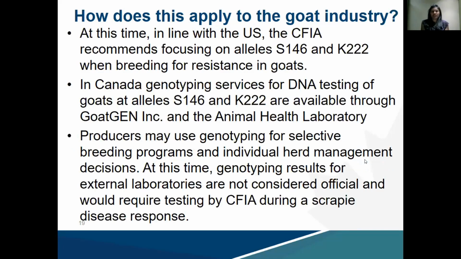How does this apply to the goat industry? At this time, in line with our trading partners, and we've had these discussions behind the scenes in our work with them, in line with the US, with whom we are most closely aligned currently, the CFIA recommends focusing on alleles S146 and K222 while breeding for resistance in goats. And again, that is in line with the latest international information we have, as well as our domestic experience.